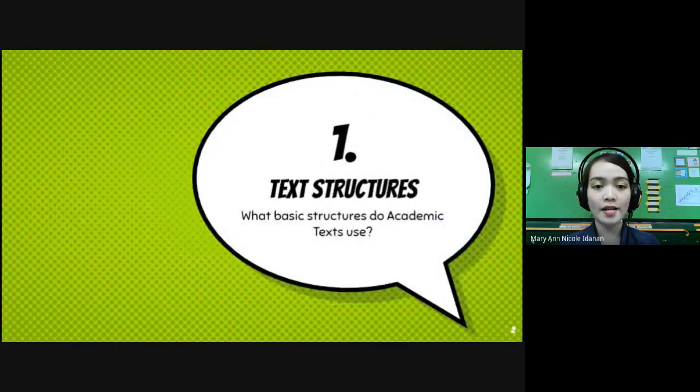Now, class, we have five basic structures in academic texts. And what we're going to do is just to review. So I will give you the definitions and you will guess, or on your own, you have to identify what text structure is being defined by these characteristics or definition. So this is the first one.